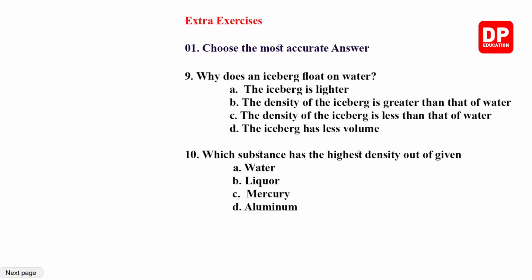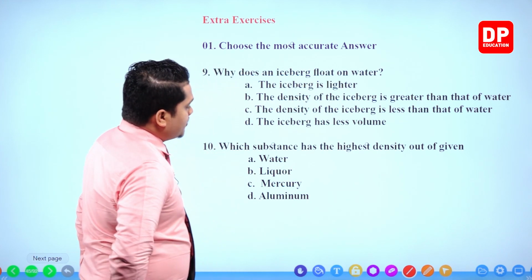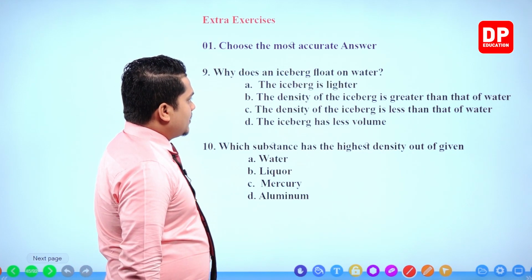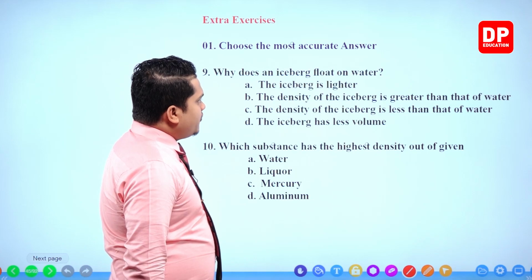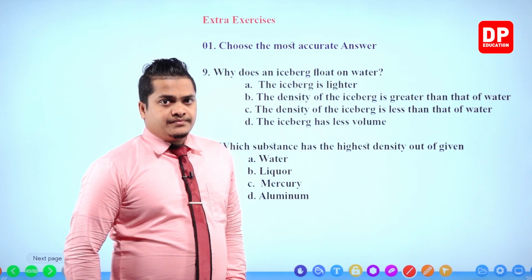Right then. Why does an iceberg float on water? The iceberg is lighter. Density of the iceberg is greater than that of water. Density of iceberg is less than that of water. The iceberg has less volume. Why does an iceberg float on water? What is the reason? Iceberg means a glacier.